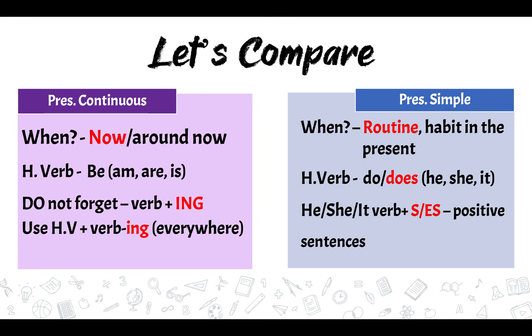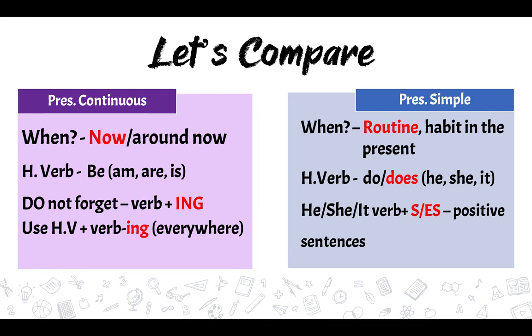Now, this is the most important part of the lesson, and this is what you need to know: the difference between the present continuous and the present simple. The first thing that you need to know is when to use both of them. For the present continuous, you use the tense to describe an action happening now or around now. The present simple, instead, you use it for a routine, a habit in the present. Okay? Something that belongs to you. For example, I am Canadian. You are Chinese. So this is present simple.